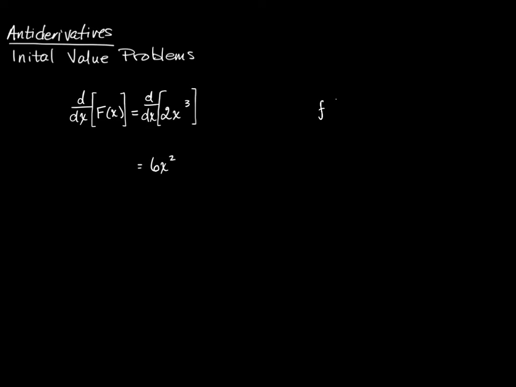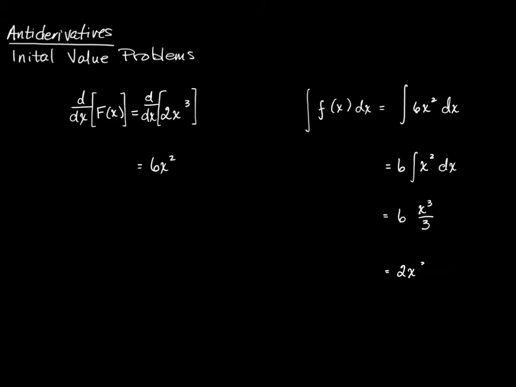But what if we're given the function f of x equals 6x squared, and we're asked to find the integral of f of x, or the antiderivative? Then, as before, we need to take the integral of both sides of the equation f of x equals 6x squared. Well, we know now how to take the integral of something like 6x squared. The antiderivative of x squared is x cubed over 3. This simplifies to 2x cubed, which is exactly what we started with.